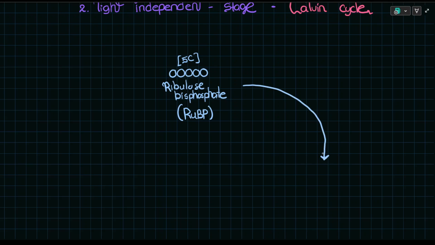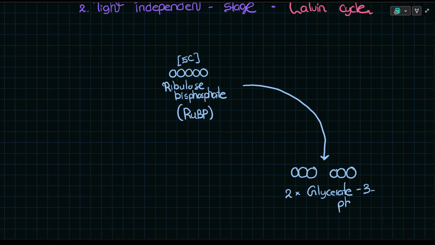is converted into two of these. Pay attention to the carbon number: 1, 2, 3, 1, 2, 3. So now here we have two glycerate 3-phosphates.